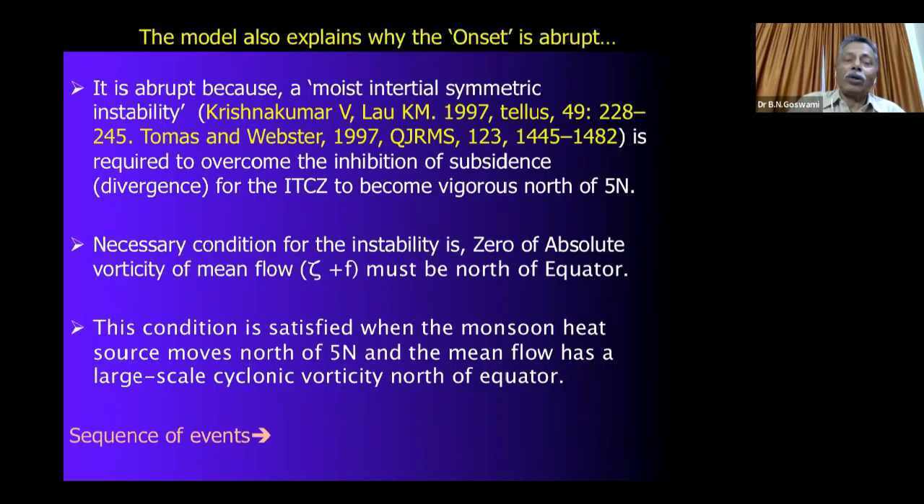So how does the onset actually take place? The abruptness of the onset comes from the fact that it is associated with something called a moist symmetric instability. What happens is that the subsidence, as I mentioned, is inhibiting the convection to the north. As a result, the ITCZ cannot become vigorous north of about 5 degrees north because of this inhibition. So something is required to break this inhibition, the subsidence that is happening on the large scale over the continental area.